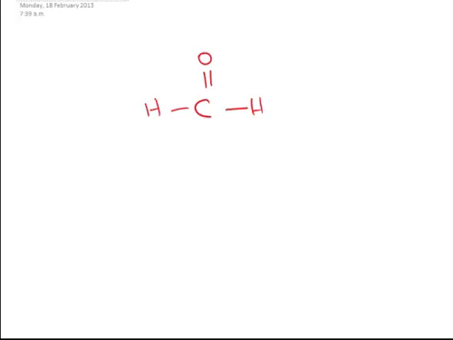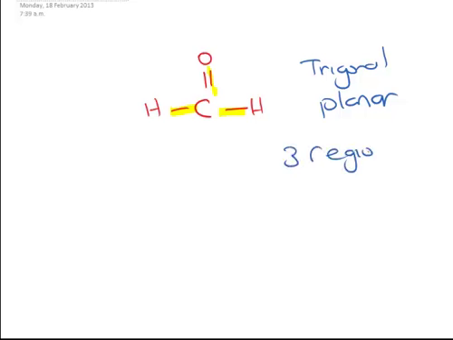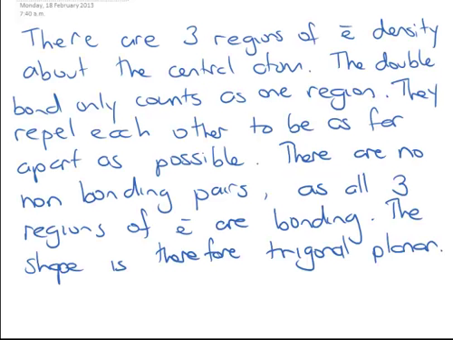Well, when we look at this molecule, we've got 1, 2, 3 regions. So the shape for this is trigonal planar, and it's got 3 regions, and there are no non-bonding pairs. So let's look at a written explanation for this one.